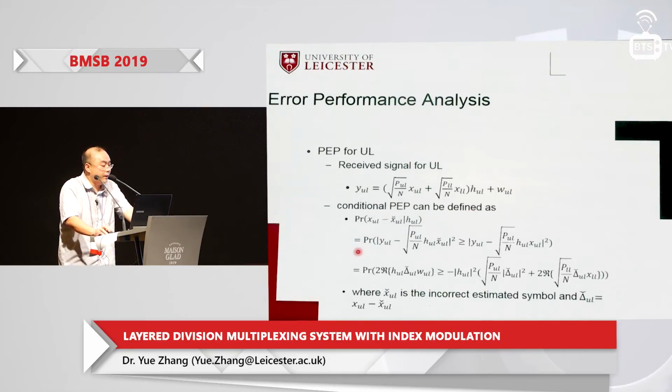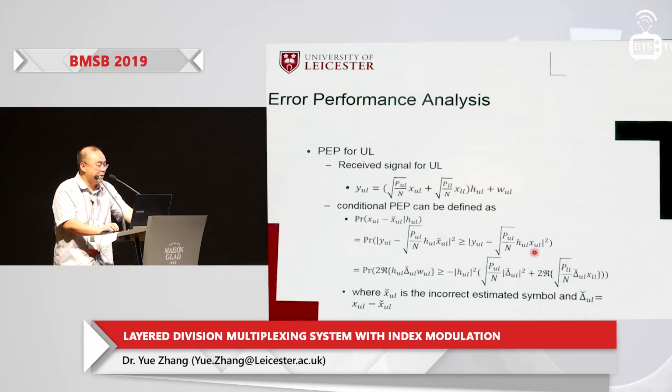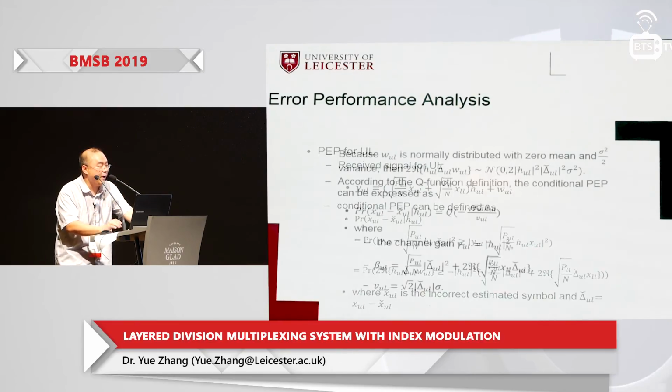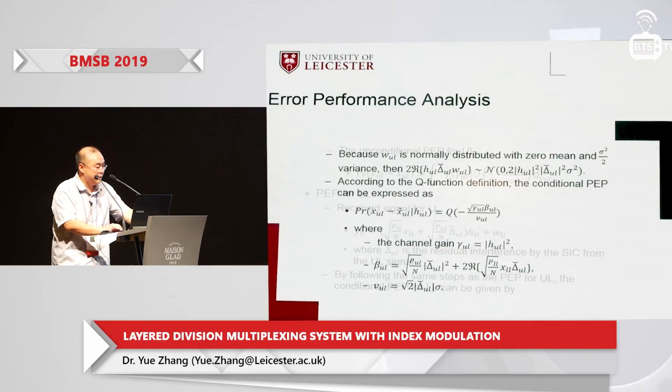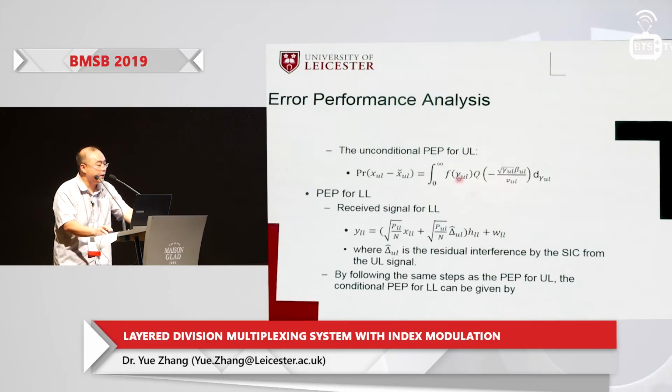So this will actually be the distance. If you consider maximum likelihood, ML, detection, the condition is that the distance from the received signal, after recovering the channel effect, to another candidate is larger than the distance to the estimated signal. So in simple words, we can derive the upper layer conditional error rate and also the lower layer conditional error rate.